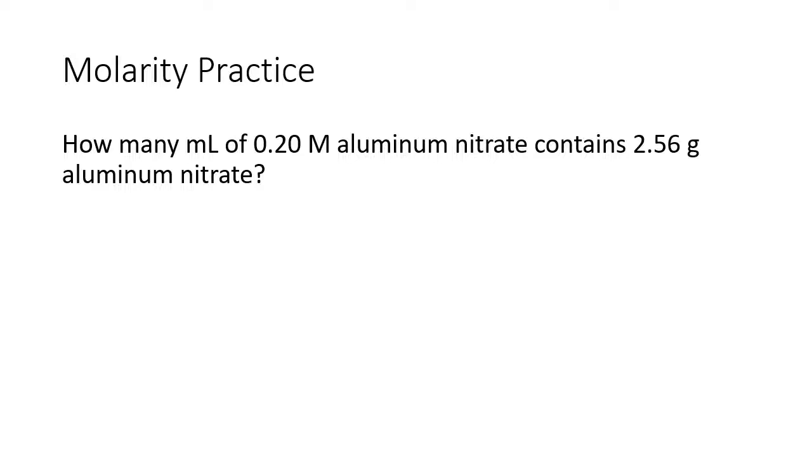How many milliliters of 0.2 molar aluminum nitrate contains 2.56 grams of aluminum nitrate? First, in order to answer this, we're going to have to write a formula for aluminum nitrate. Aluminum forms a +3 ion. Nitrate is NO3 with the -1 charge. Our formula should be Al(NO3)3, AlNO3 parenthesis with a 3 on the outside.